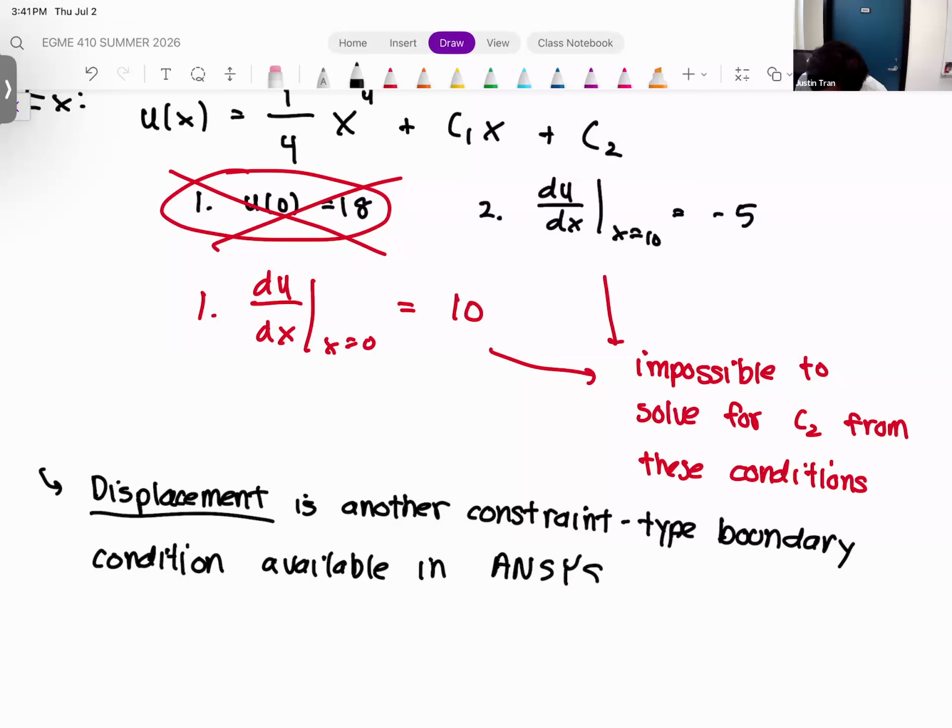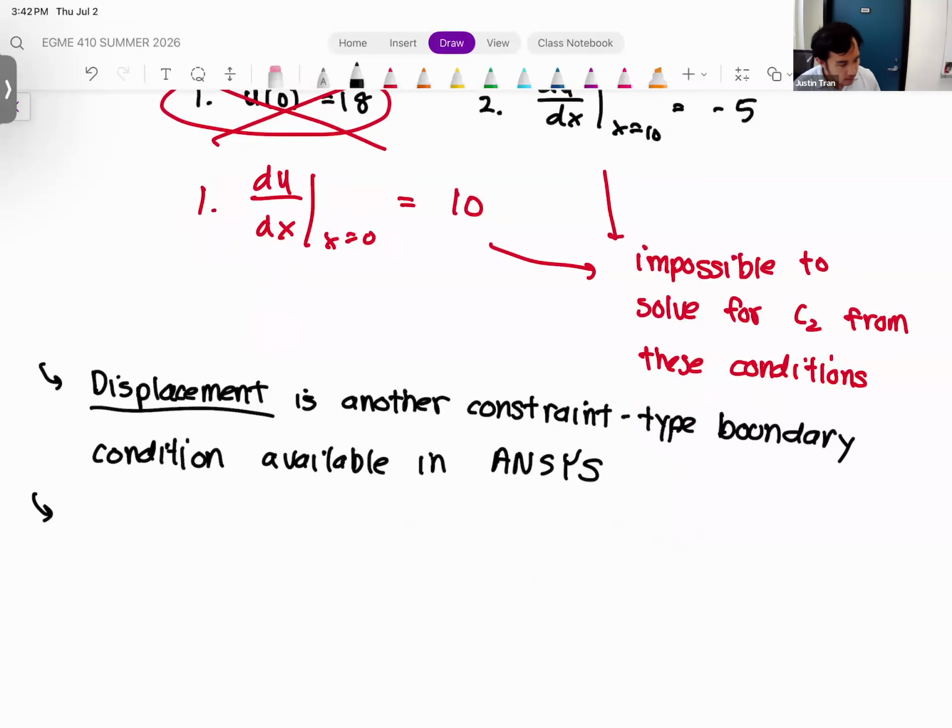So it's not used much. Honestly, for anything that I've done, I've never used a displacement boundary condition, but it is possible. Maybe you're in a situation where you know what the displacement is going to be at a particular location, so it's going to be a non-zero displacement. You can apply that, and that counts as a constraint type because we're directly specifying the deformation by directly specifying the displacement.